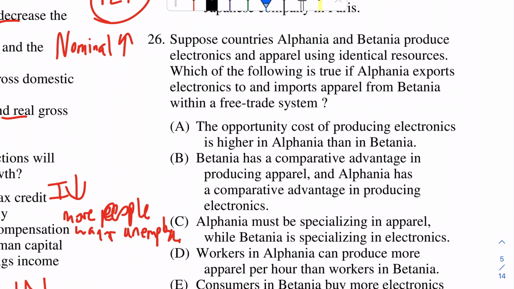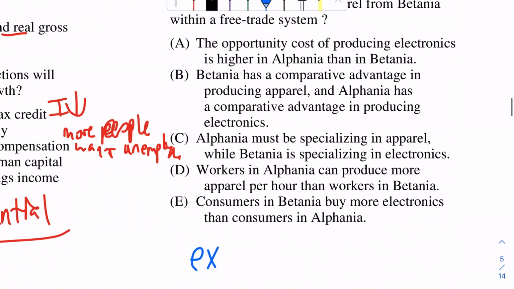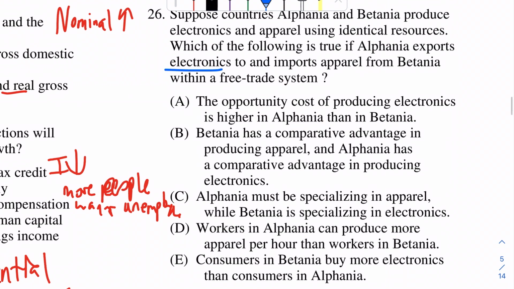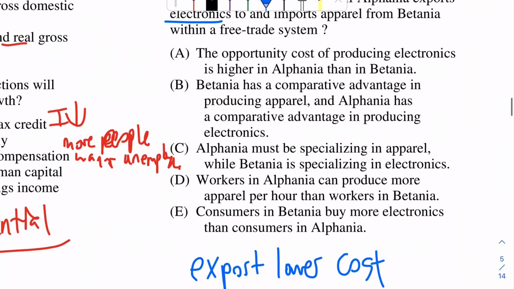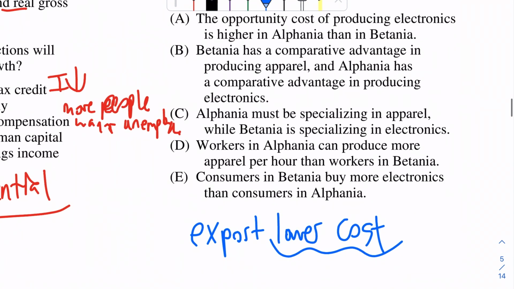Remember, you only export what you're better in, right? The lower cost, you export the lower cost. You sell the lower cost. So for Alpha, they're going to export electronics. So that would mean they have a lower cost in electronics. What's another way to say lower cost? Comparative advantage.